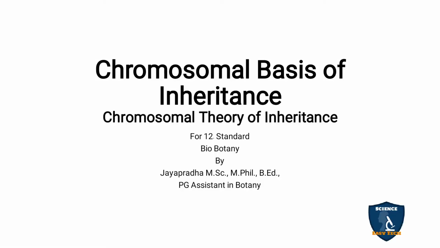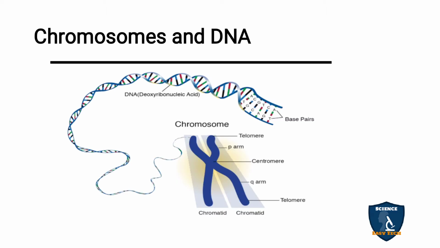Today we're going to see the chromosomal basis of inheritance, chapter 3 in Botany. In that, you're going to see the topic chromosomal theory of inheritance that we're going to discuss now. Before that, you must know what chromosomes are and what DNA is.